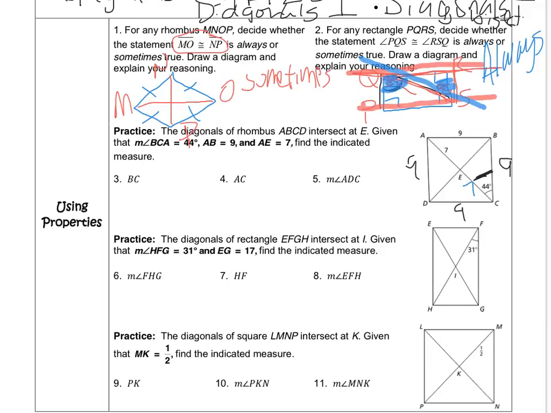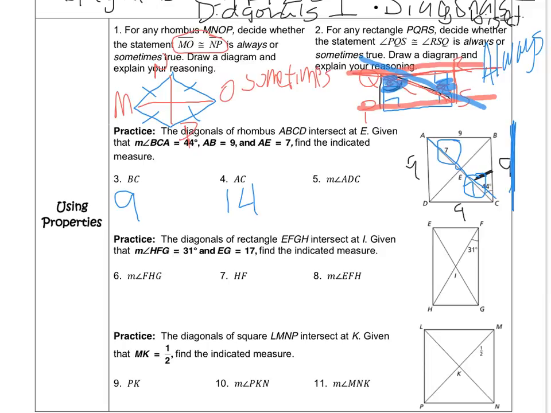Okay, so let's answer these questions. The first one, they want to know what is BC. Well, BC, as you can see, is one of the outside edges of the rhombus, which all have to be the same. So since AB is 9, then BC is 9. Next, they want us to find the measure of AC. Well, AC is this whole diagonal. Remember, we just discovered that this half was 7, because it's a parallelogram and E is the midpoint bisecting it. So we just doubled it, and the whole thing has to be 14.